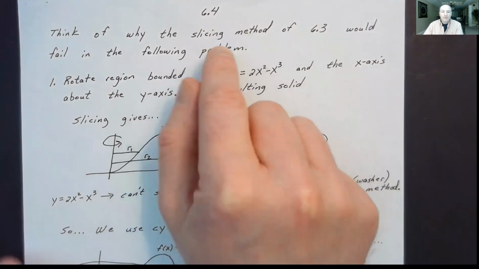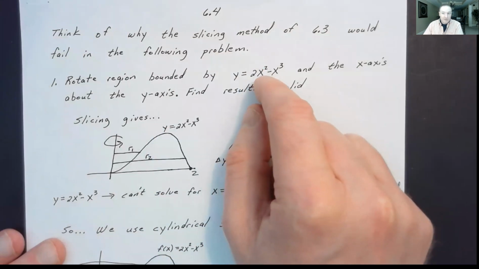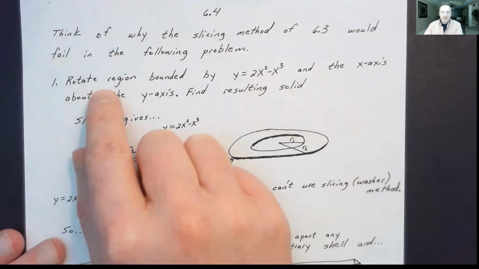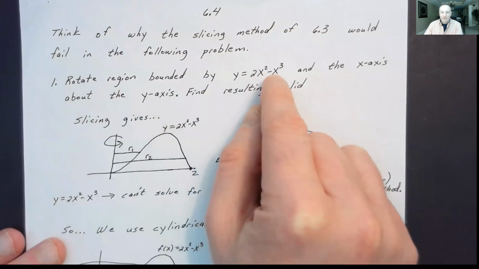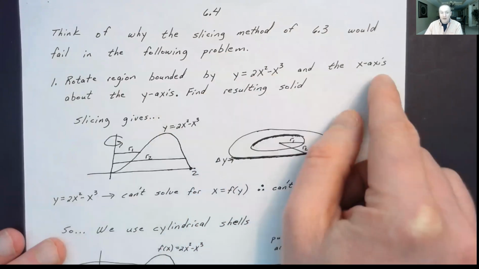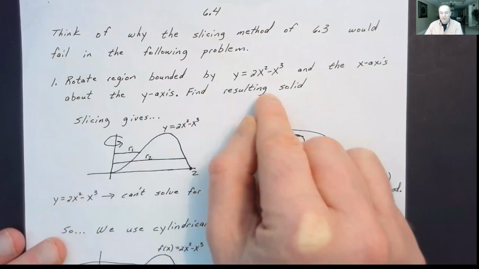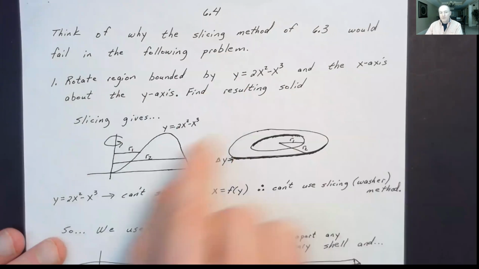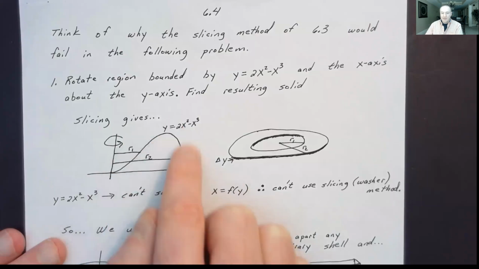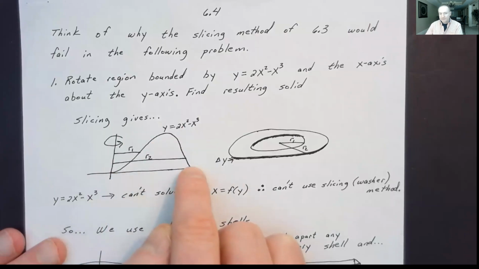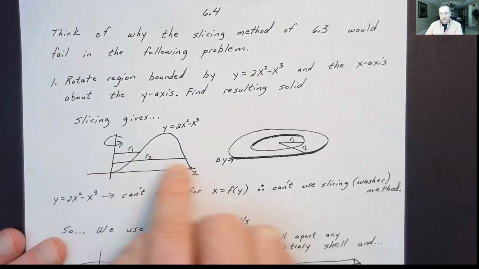I've got an example here that slicing would fail miserably on. It's a rather simplistic problem, too. Let's say I ask you to rotate the region bounded by 2x squared minus x cubed and the x-axis about the y-axis. And of course, I'm asking you to find the resulting solid. Okay, so 2x squared minus x cubed has x-intercepts at 0 and again at 2. It's going to look something like this, the region bounded between the curve and the x-axis.